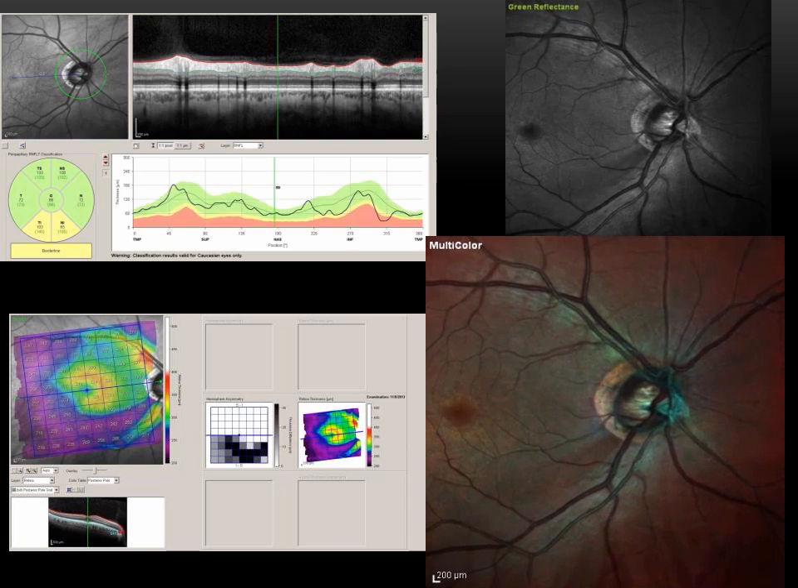And one can be doubly sure with the help of the multicolor that shows us the inferior loss, as well as the green reflectance that shows us this loss very clearly.